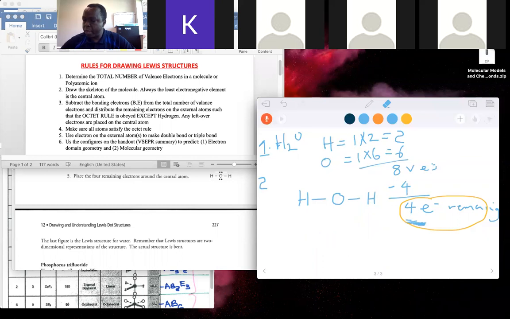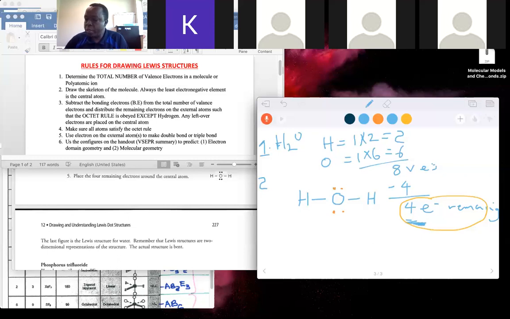So the 4 remaining electrons go to oxygen, and they should be paired up. So I'm just going to have the two electrons on that oxygen at the center. You see how I was able to arrive at the Lewis structure for H2O.